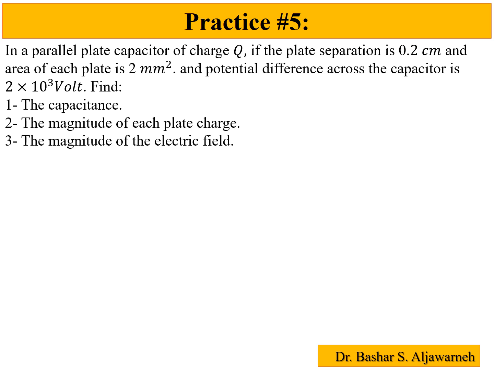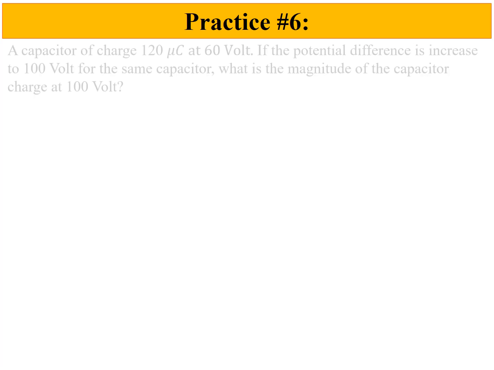In a parallel plate capacitor of charge Q, the plate separation is 0.2 centimeter and the area of each plate is 2 millimeter squared, and the potential difference across the capacitor is 2 times 10 to the 3 volt. Find the capacitance, the magnitude of each plate charge, and the magnitude of the electric field.